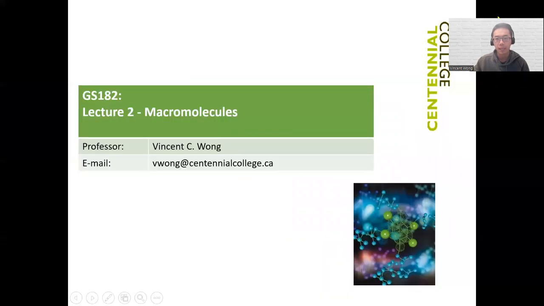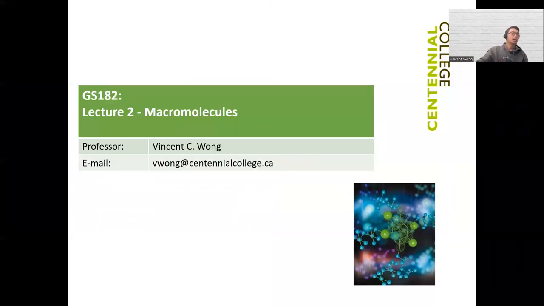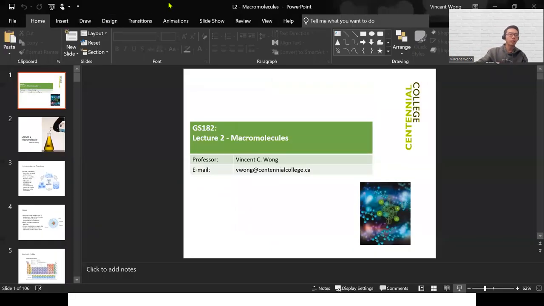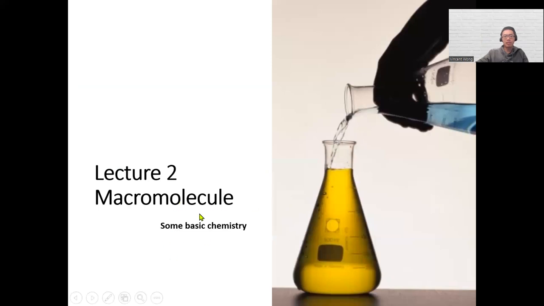I hope you have your PowerPoint slides with you. So we are talking about macromolecules today. And I'll slow down a little bit now, because we were brushing through the lecture one stuff. Macromolecules means really big molecules, right? A water molecule is H2O, that's three atoms. But macromolecules are really, really big, thousands of atoms in some cases. Before we do the macromolecules, we need to start with some basic chemistry concepts.